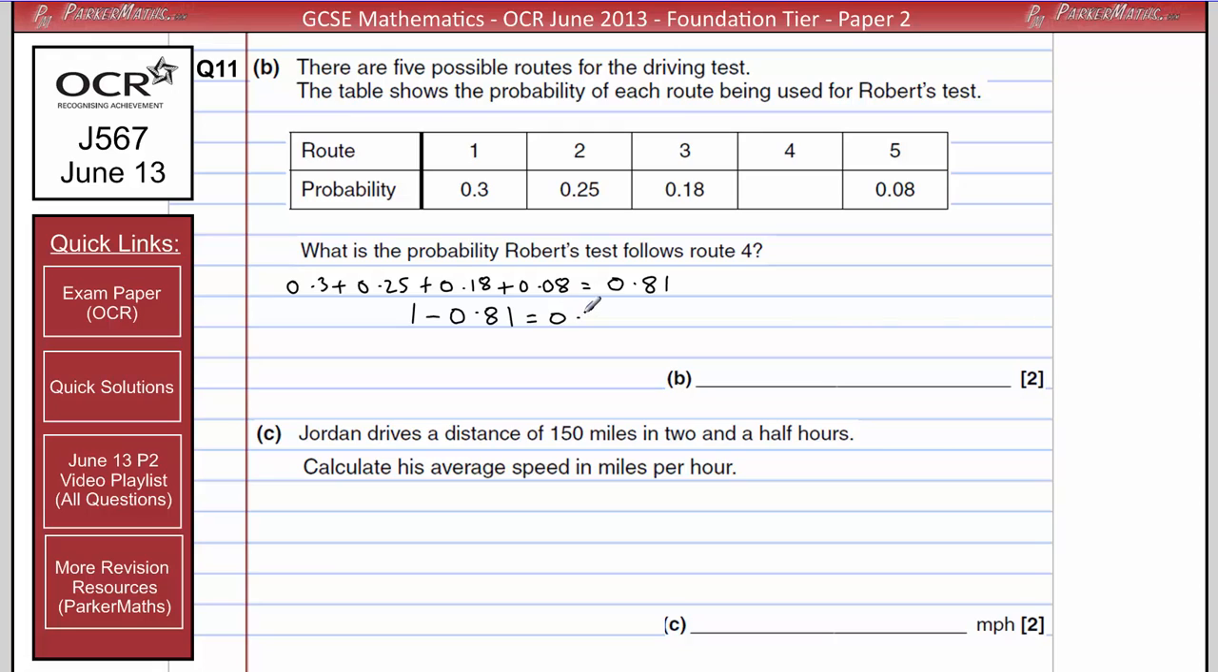We get 0.19. So 0.19 would go in this box here. But that's also what it's asking for as the answer, 0.19. That's the probability we're going on route 4.